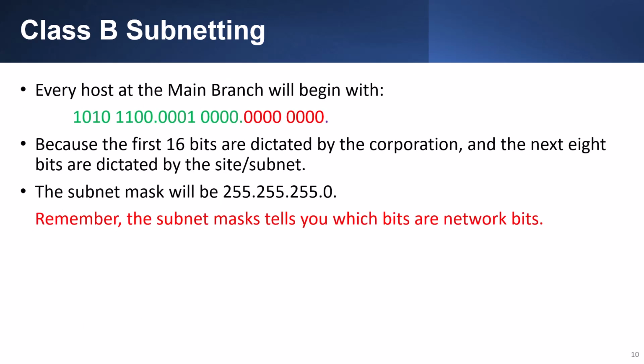So every host at the main branch will begin with 10.1.0.0000.0000.0000, because the first 16 bits are dictated by the corporation, as shown in the green, and the next 8 bits are dictated by the site or subnet, as shown in the red. We've already said the subnet mask will be 255.255.255.0, which tells you which bits are network bits.